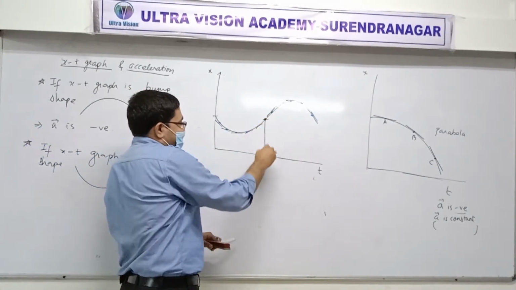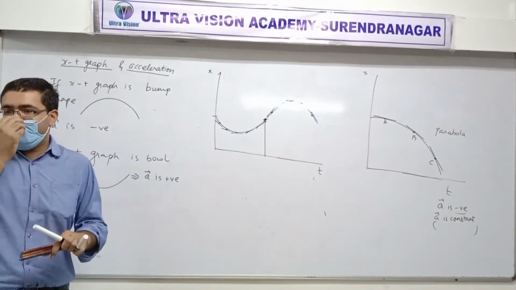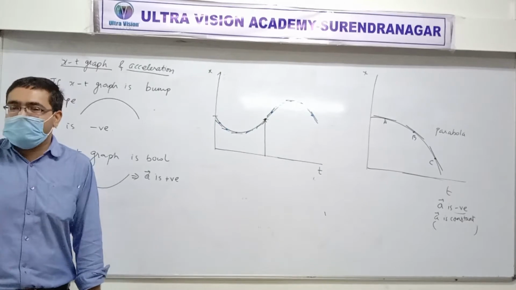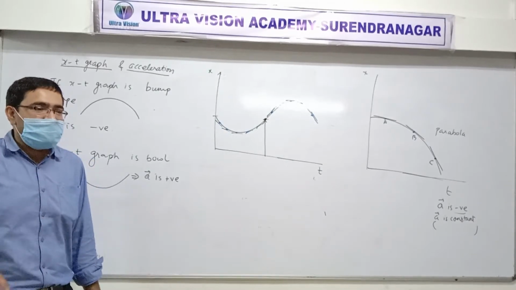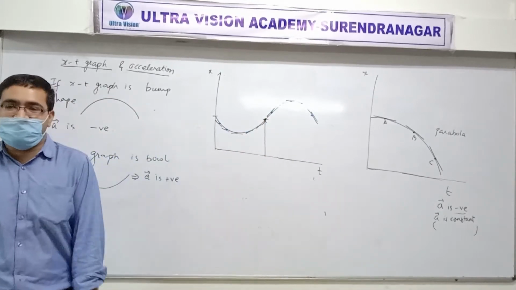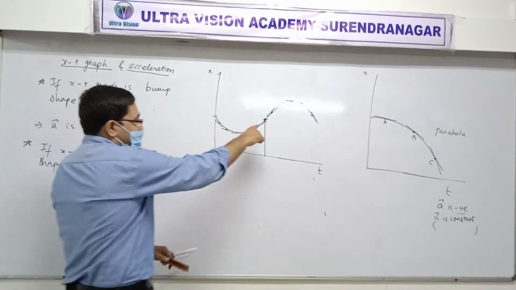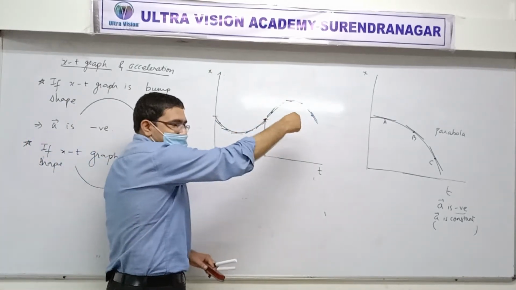What happens here? I did not ask increasing, I asked positive or negative. Positive. What is acceleration at this point? Positive. 0. It is neither this way nor that way. You see this point is between the bowl and the bump. Yes or no? Yes.